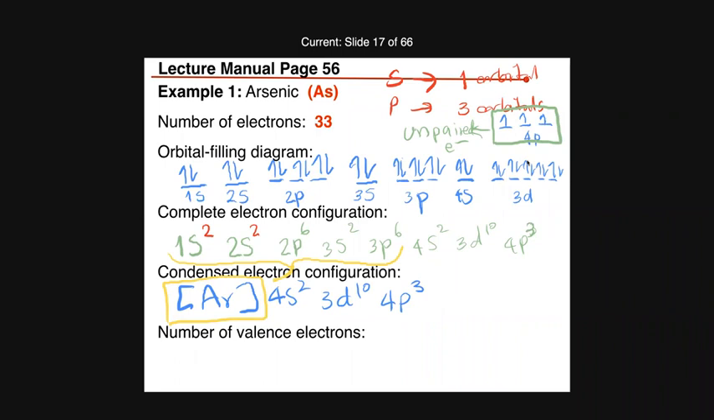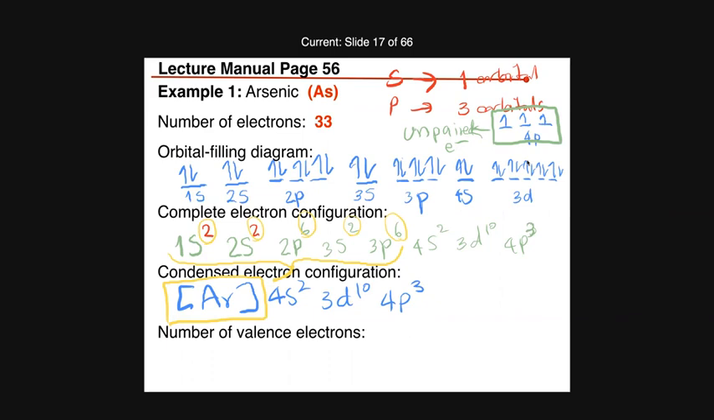Because if you count the number of electrons, it would equal argon's, right? So where are the number of electrons? Well, it's the superscripts here. If you add all of this together, it's going to equal the number of electrons in argon. So that's what it means.